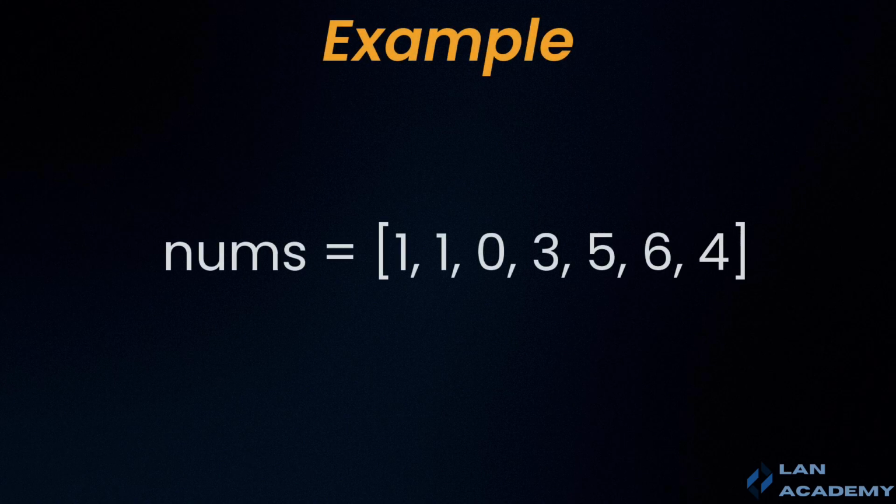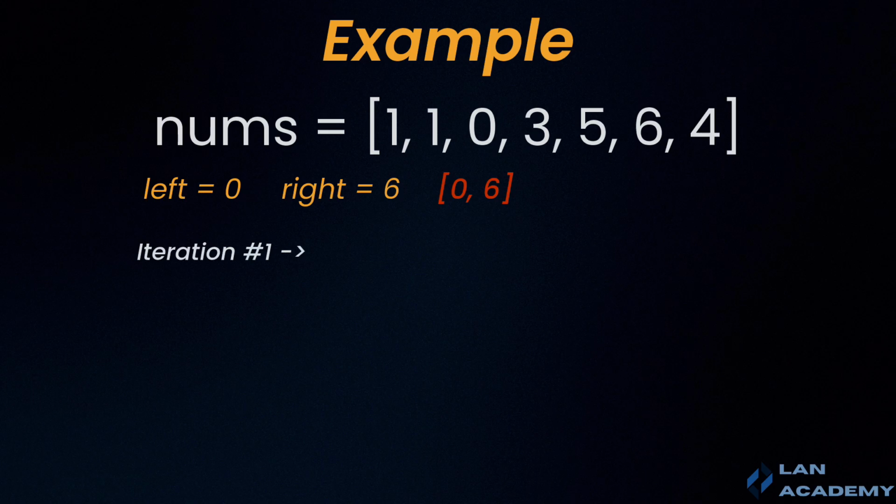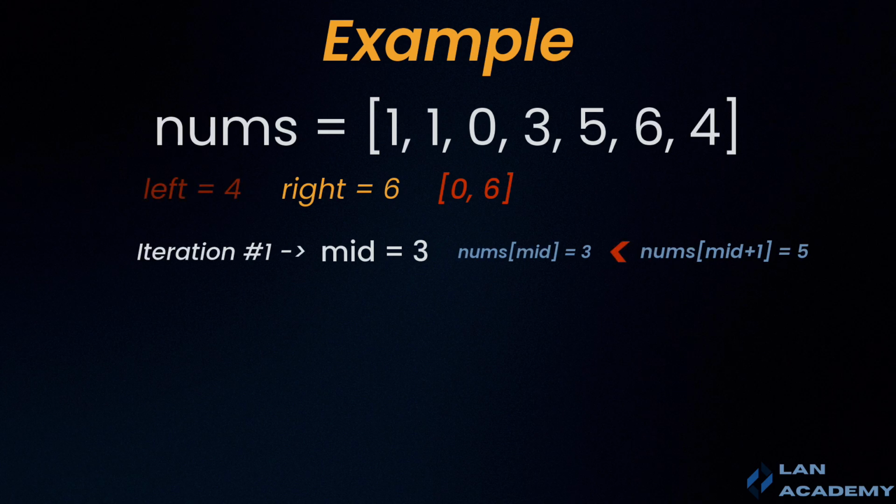To illustrate how this works, let's walk through an example of nums equals 1, 10, 3, 5, 6, 4. We initialize left with 0 and right with 6, making the initial search range 0 to 6. In the first iteration, we calculate mid as 3 and compare nums[mid], which is 3, with nums[mid plus 1], which is 5.